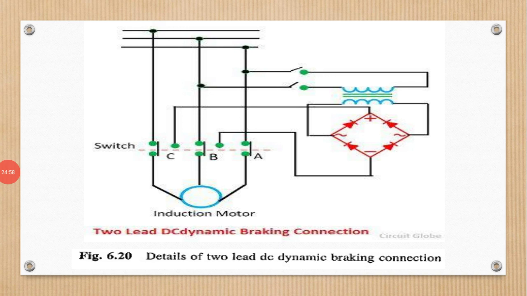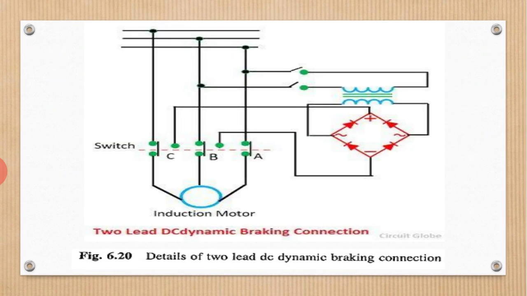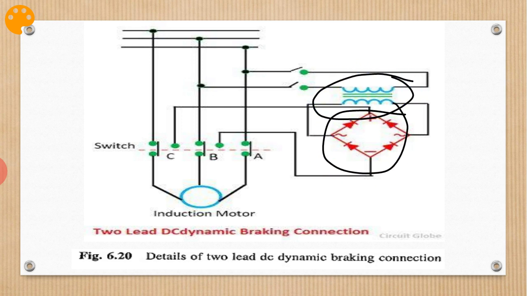As I discussed earlier, you are connecting the DC supply. Now the DC supply is obtained from the bridge rectifier. Here, this is a transformer and this is a bridge rectifier, and here we get the supply A and B. So these are the details of the two-lead DC dynamic braking connection.